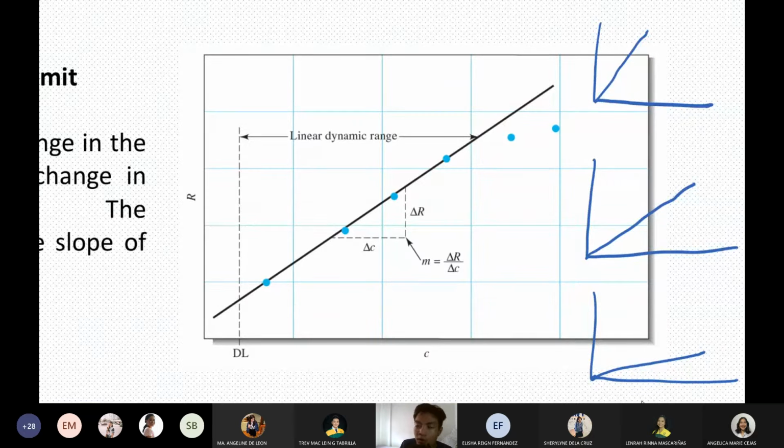This other one, where the slope is low, this is not quite good, no? If your instrument is giving you this kind of slope, where the slope is really low, that means there's something wrong with your instrument, okay? Or it is not sensitive enough to distinguish your substances or the concentration of your substances.